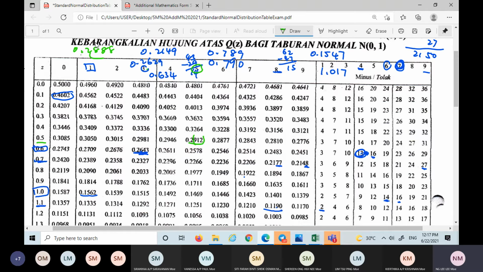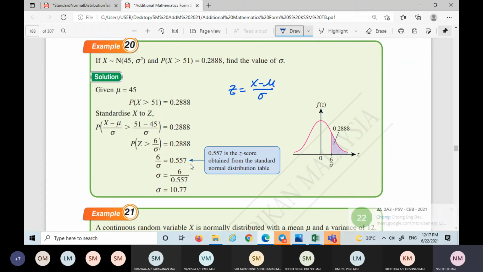You have to take 912 minus 888 and then see what the difference is. 912 minus 888, the difference is 24. So you go to minus 24. See at the back, 24 is here. Therefore, this is the answer. Look at the green color one. So the answer is 0.557. Okay, 0.557 is the answer. This is how they get it.